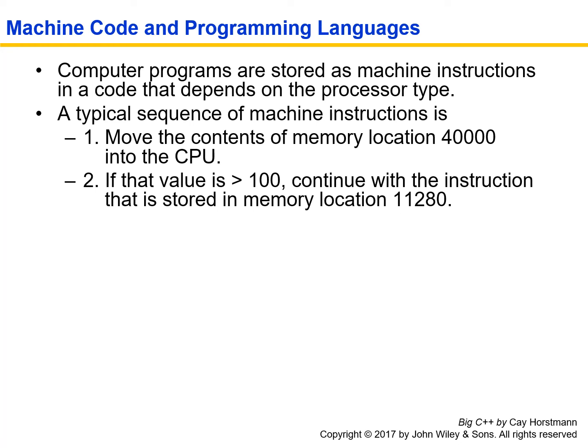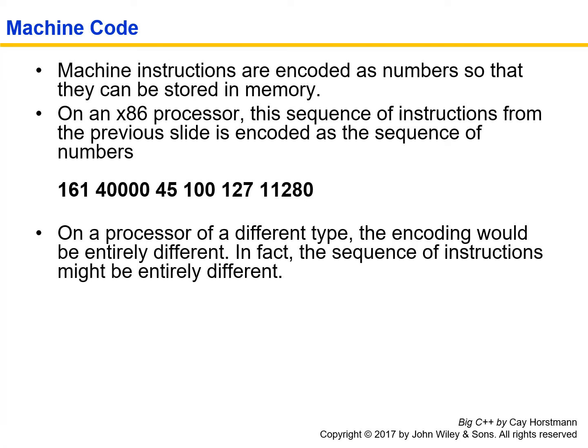So a typical sequence of machine instructions might be: fetch the contents of a memory location, move it into the CPU, check that value to see if it's greater than a sentinel value 100, and if so, jump to memory location 11280. This translates in x86 assembly or machine language into the following string of unintelligible numbers. On a processor of a different type, the encoding would be entirely different because the numbers of the instructions would be different. In fact, the sequence of instructions might be entirely different. An ARM processor might not have you transfer the memory location and then jump in exactly the same sequence that an x86 does. So assembly language or machine language programming is very, very processor specific.